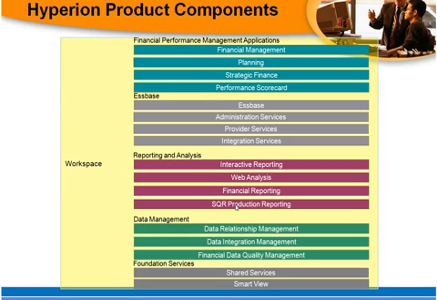And when it comes to data management, we have DRM, data relationship management. We have DIM, data integration management, and we have financial data quality management, in short form FDM or FDQM. And there is one more module called ODI, Oracle Data Integrator. Data relationship management is purely connected with hierarchies or the dimensions. It is not going to have connectivity with numeric data.